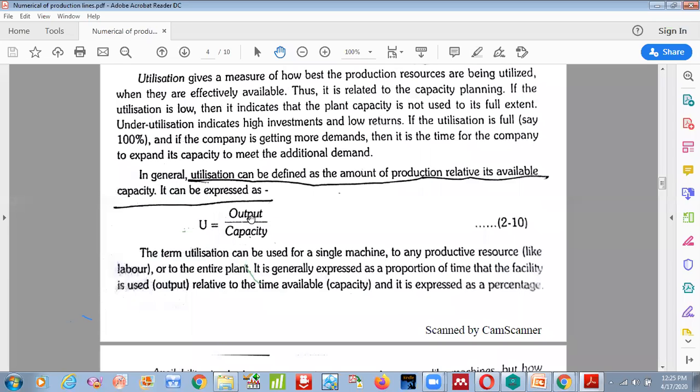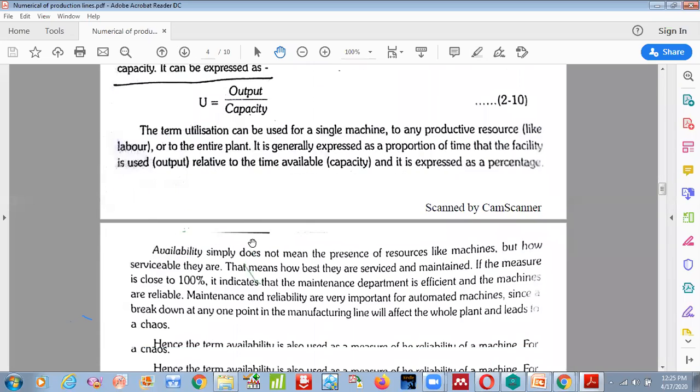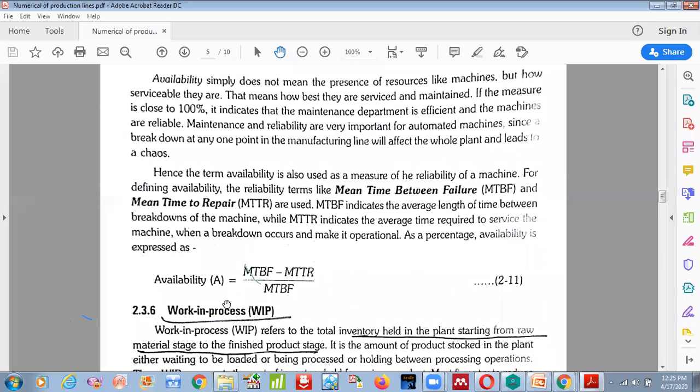Utilization is given by output by capacity. Capacity is nothing but availability. Availability is also used as a measure of reliability of machines. For defining availability, we use terms like mean time between failure and mean time to repair. So this is the time between failure and the time required to repair, and this will give us availability.